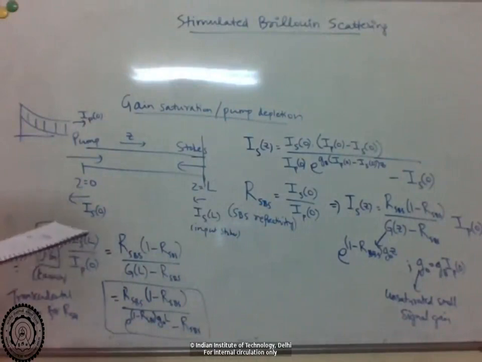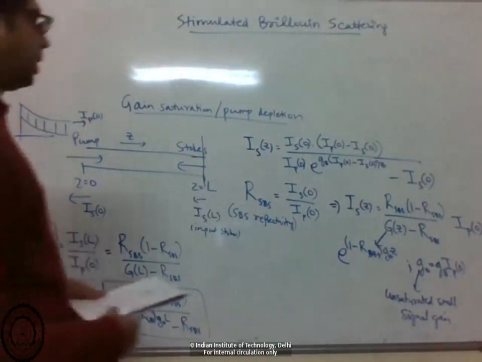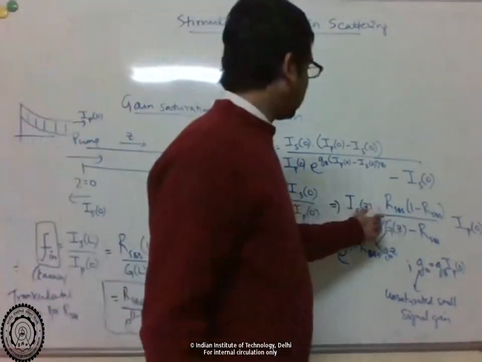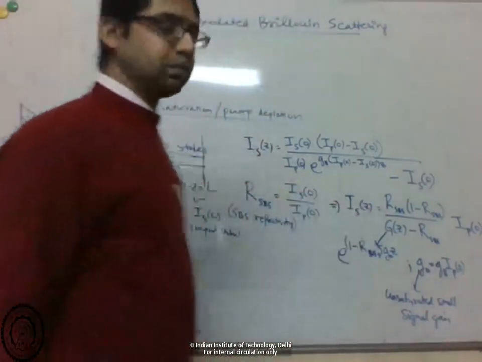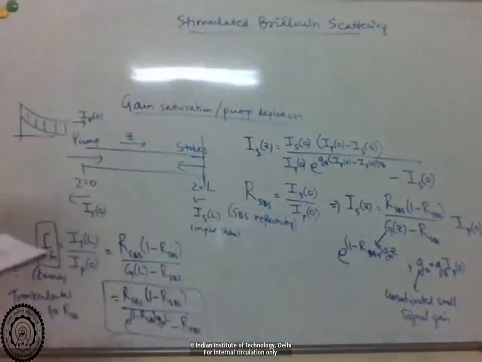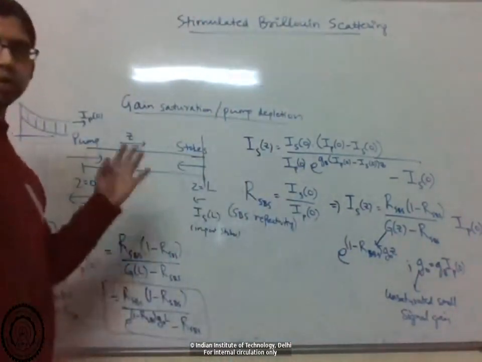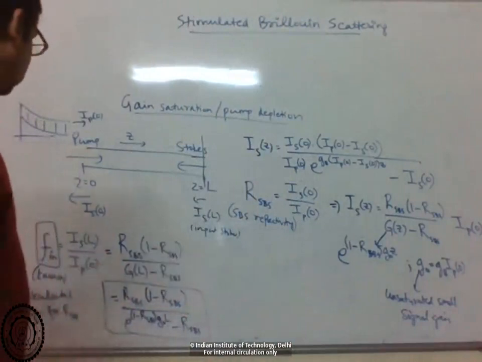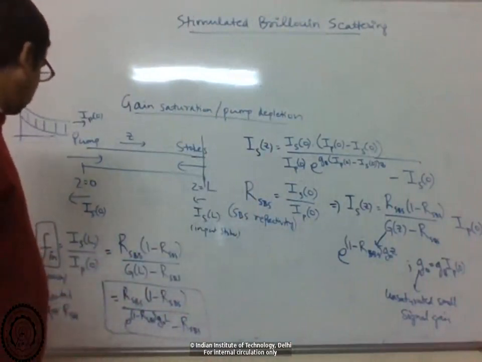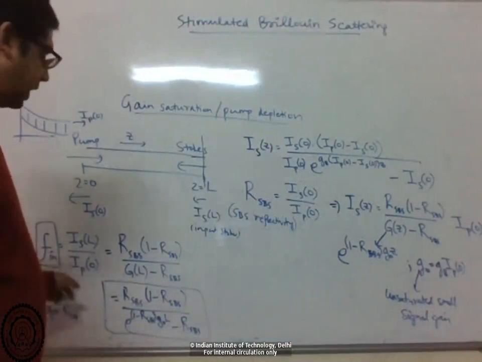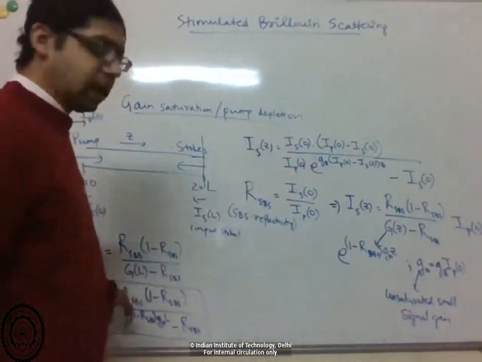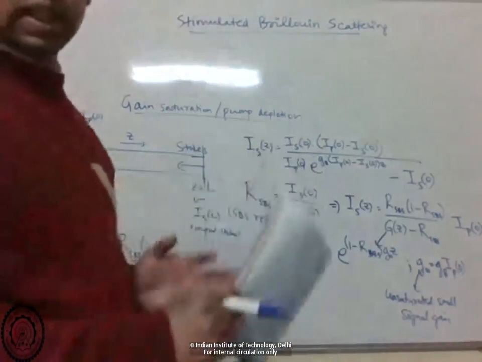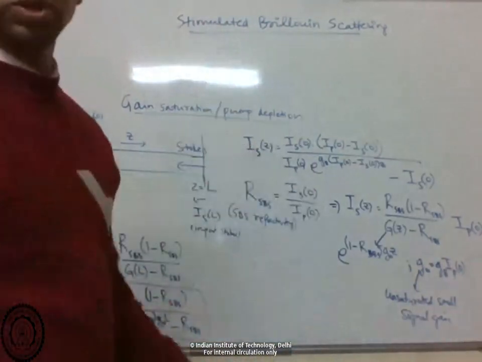Okay. Or from here, once you know RSBS, then you can know the Stokes power at any point along the way, right? And typically these transcendental equations you solve using graphical methods, right? So, for example, you plot the left-hand side and the right-hand side as a function of your unknown quantity R, and then see where they both intersect. That intersection point gives you the solution.